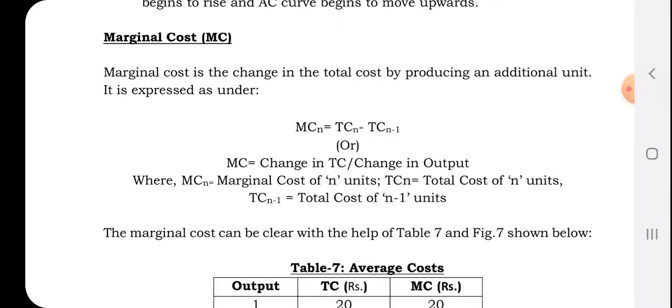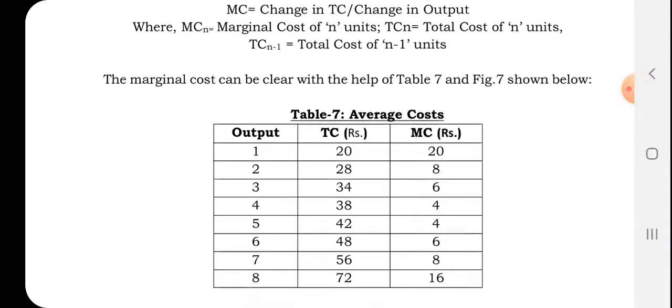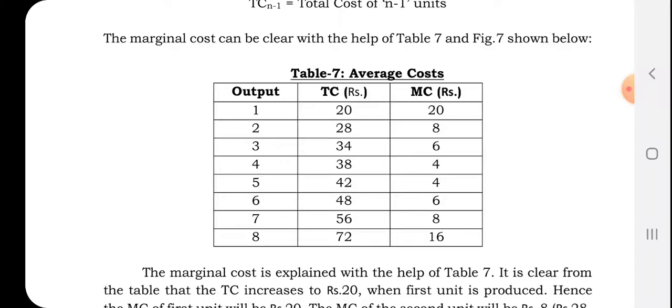Next one is marginal cost. Marginal cost is the change in the total cost due to the production of one more unit of output or one less unit of output. The difference you can see in the total cost due to the production of one more or one less unit of output is known as marginal cost. Marginal cost is computed with a very easy formula: marginal cost of n units is equal to total cost of n units minus total cost of n minus 1 units.